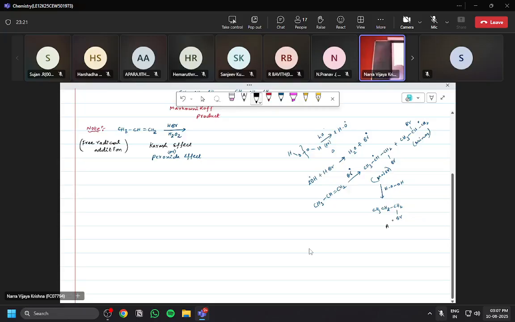Negative part means Br is going to the less substituted carbon. So what we got is the anti-Markovnikov product. Correct? So directly I am writing here. I will get two possible products. One is CH3CHBrCH3 plus CH3CH2CH2Br. Now which is major?